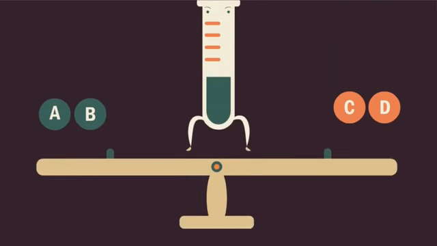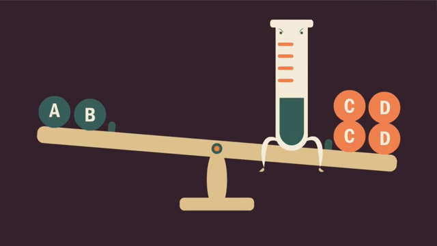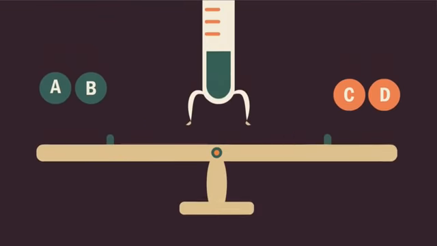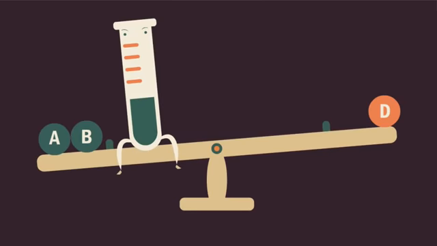When concentration increases, equilibrium shifts to the opposite side of the reaction. When concentration decreases, equilibrium shifts to the same side of the reaction.